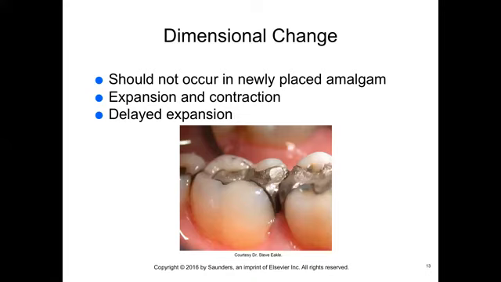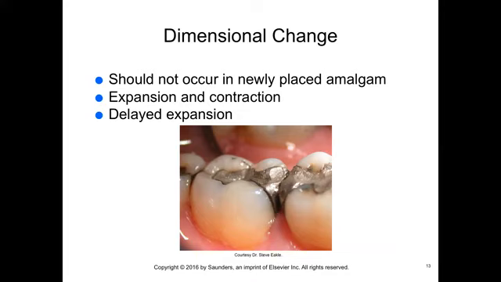Some expansion and contraction occurs during the setting reaction of the amalgam. If it contracts excessively, it will open gaps at the margins and contribute to microleakage. And if the material expands excessively, it puts pressure on the cusps and can cause fracture. Dimensional change should not occur in newly packed amalgam. Low copper amalgams containing zinc are prone to expansion over time if they are exposed to moisture during placement. The gradual expansion after placement is called delayed expansion.